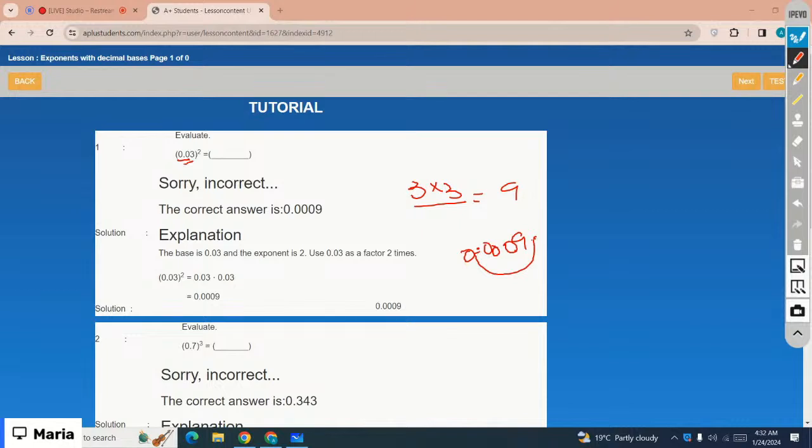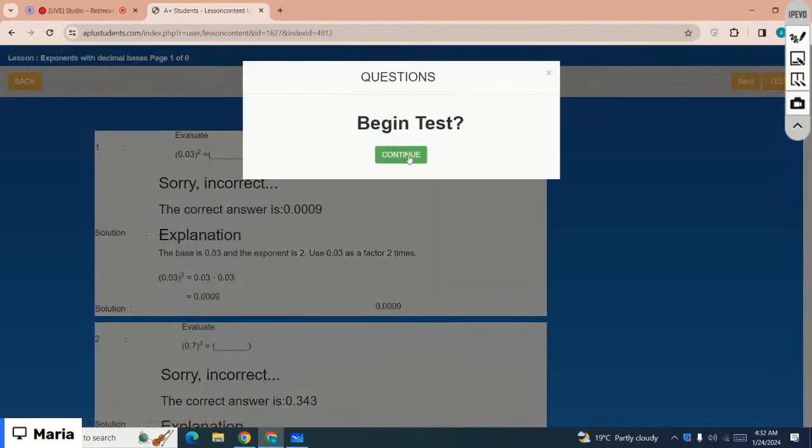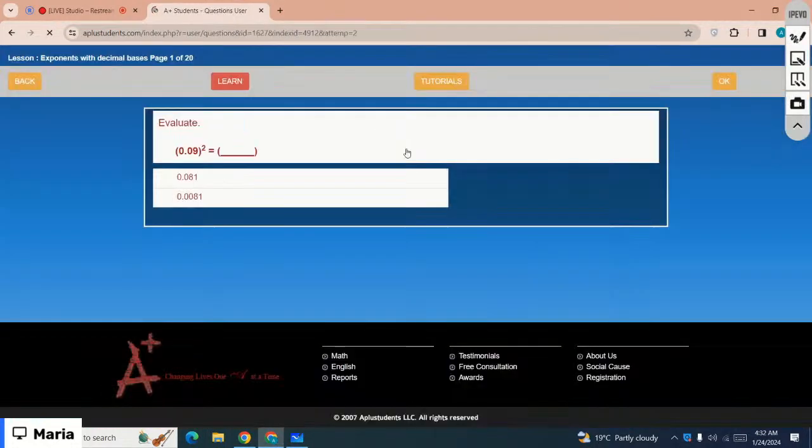Here you are multiplying the same number, with two decimal places. So 2 plus 2 is 4. The answer must have 4 decimal places. Got it? You just have to see the decimal places. Otherwise, the concept is exactly the same. You need to calculate the exponents. Okay, evaluate 0.09 square. Which is the correct option? Option 1 or option 2?